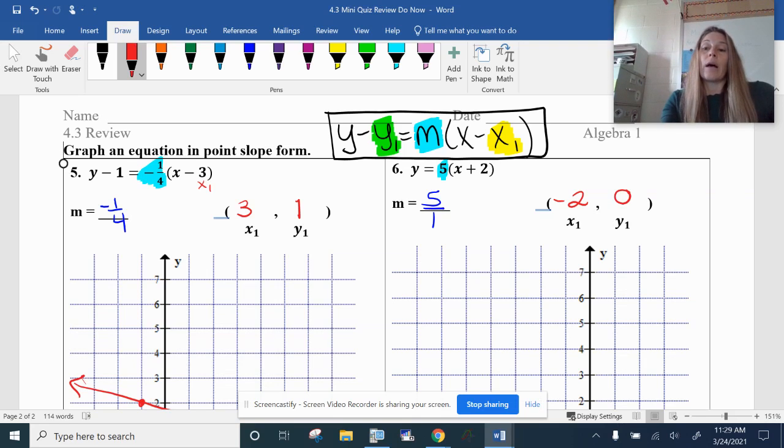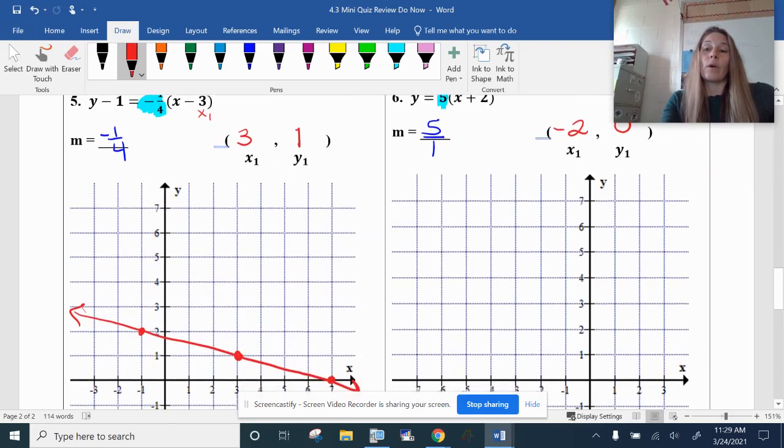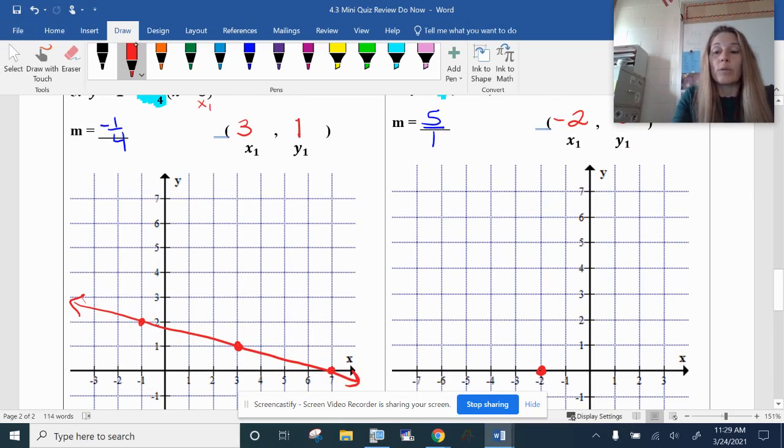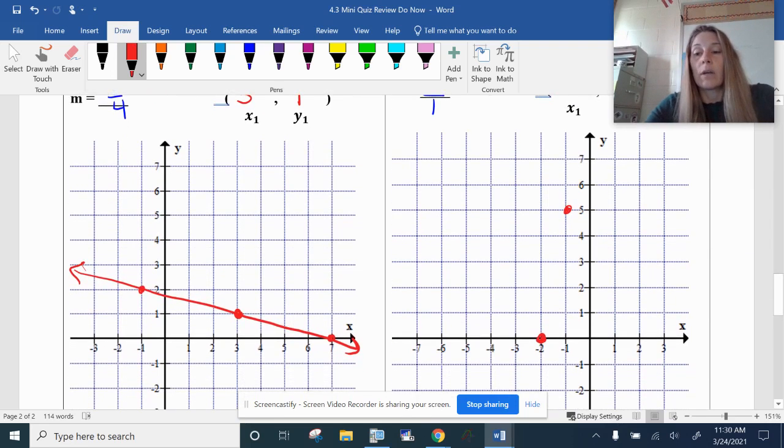So now I'm going to plot the point negative 2, 0. So on my x-axis, I'm going over to negative 2. And then my slope was 5 over 1. So I'm going to rise 1, 2, 3, 4, 5 over 1. If I had more space, I would continue that. And then I could get my line like so. Whoops, sorry, a little crooked, but you get the idea.